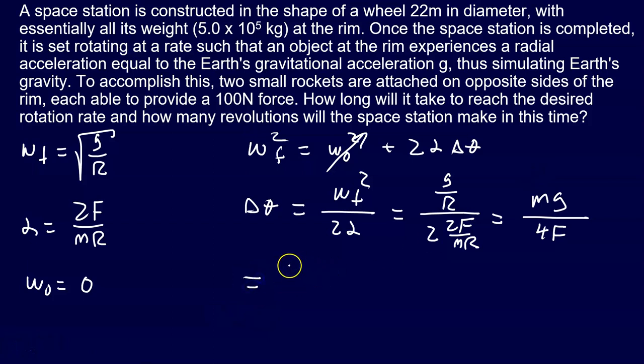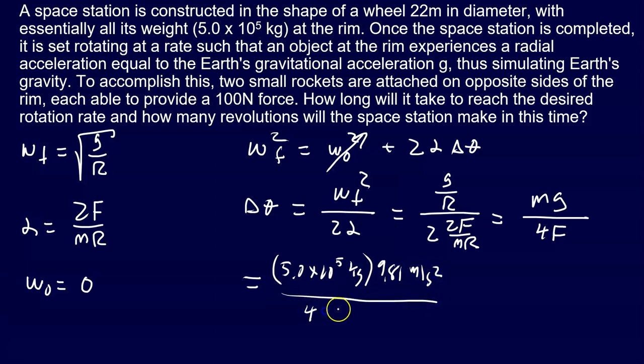We go through, and again, we'll write out our numbers. 5 times 10 to the 5th kilograms, times 9.81 meters per second squared, divided by 4 times 100. Again, just plugging in the numbers from over here. When I did this one, the number I get is 1.226 times 10 to the 4 radians.